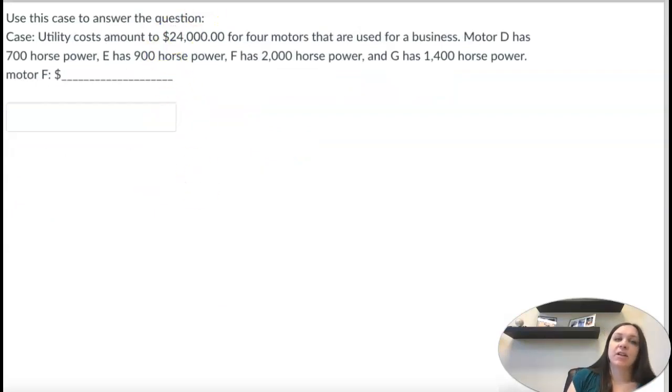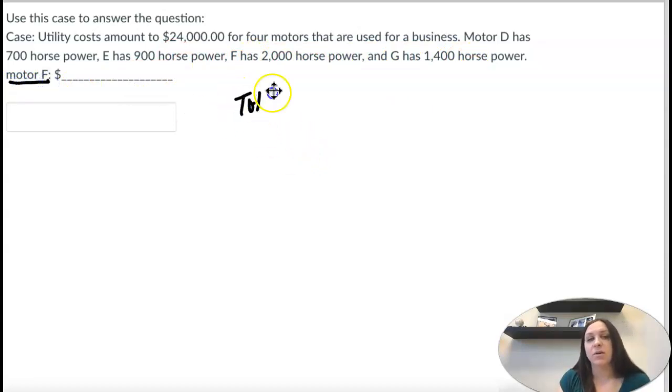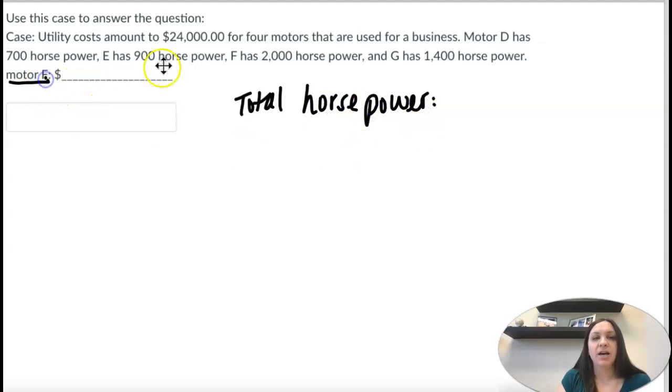Okay, so now we have another one. Utilities costs are $24,000 for 4 motors that are used for a business. Now we're going to split by horsepower. Motor D has 700, E has 900, F has 2,000, G has 1,400. We want to know the cost for motor F. We're going to do the same thing: find the total horsepower, and we're looking at F.